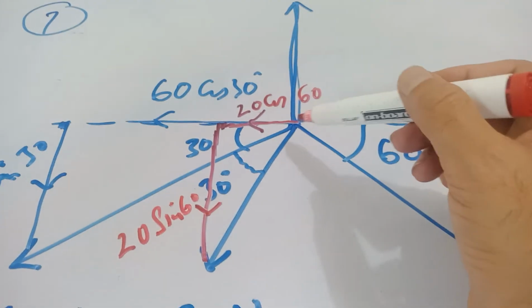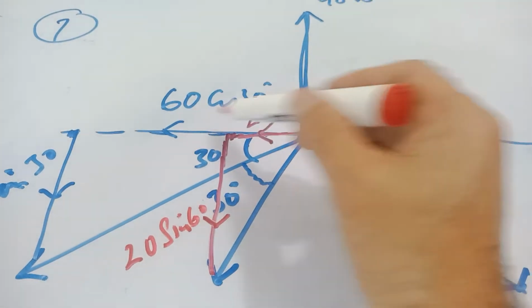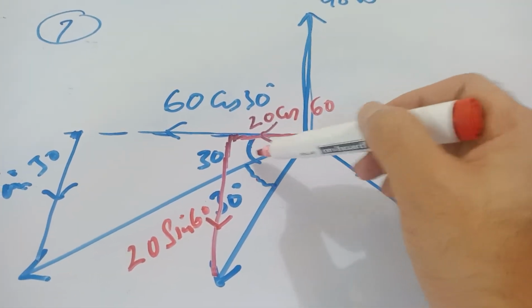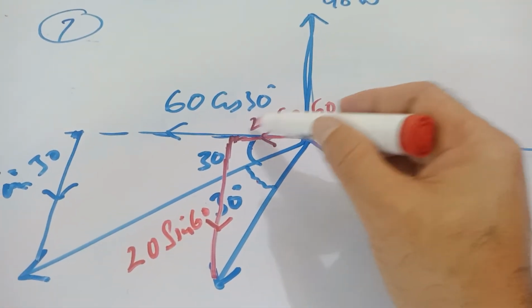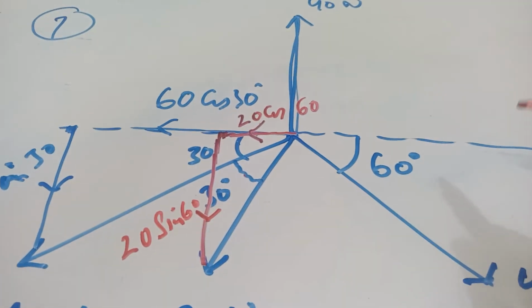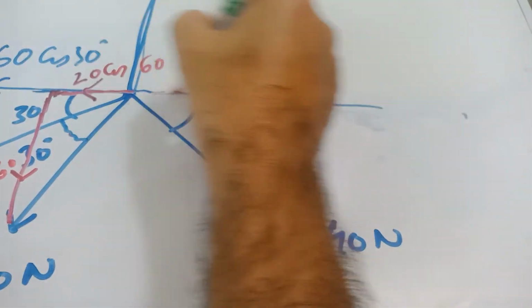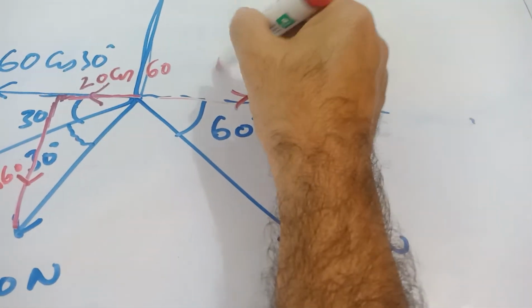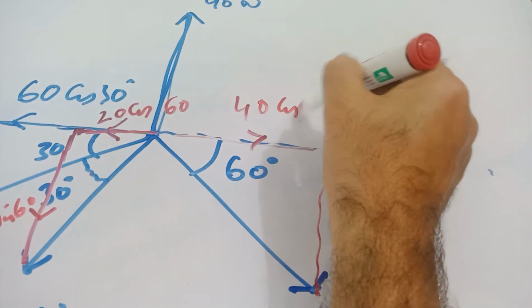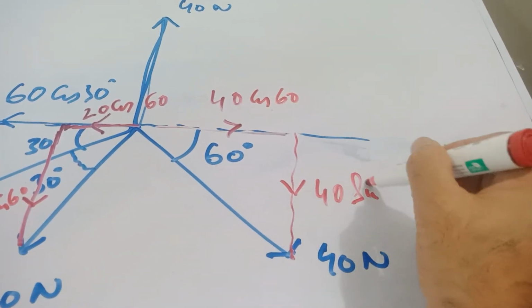So please see what is the angle of this force with this x-axis. So this is 30 plus 30, that is 60 degrees. That is, I'm keeping this as 20 cos 60 and this is 20 sine 60, okay? And when I resolve this force over here, so this is going to be resolved like this. So this is your 40 cos 60 and this is 40 sine 60.